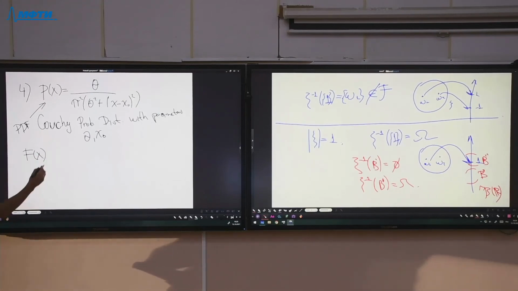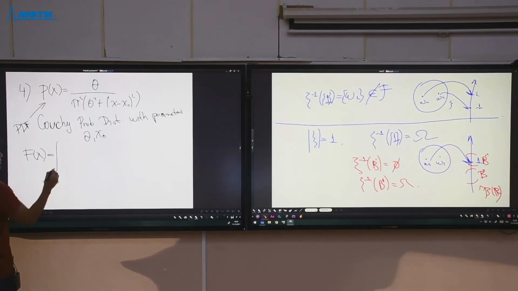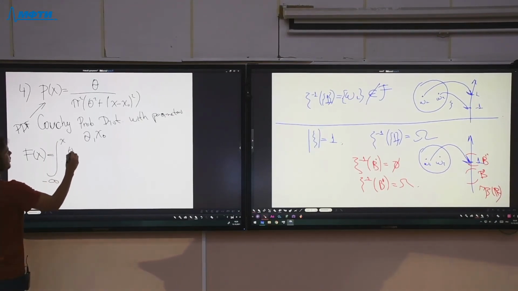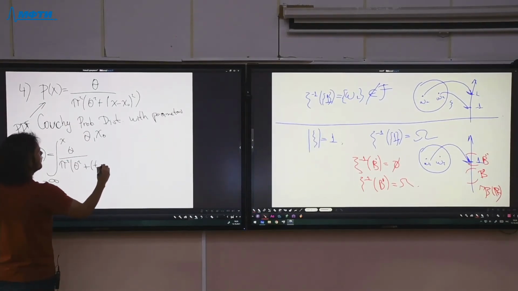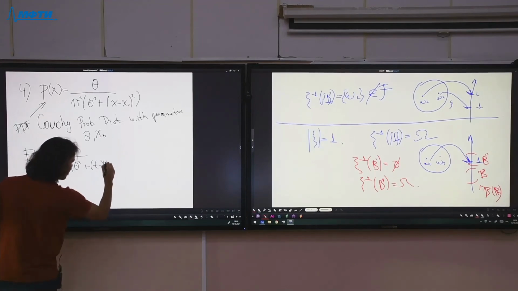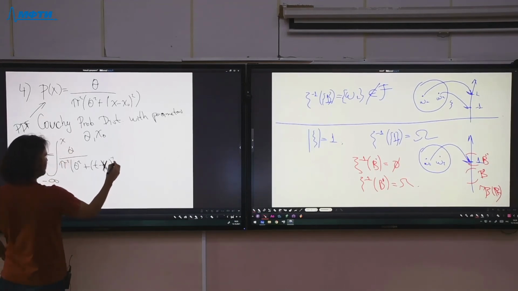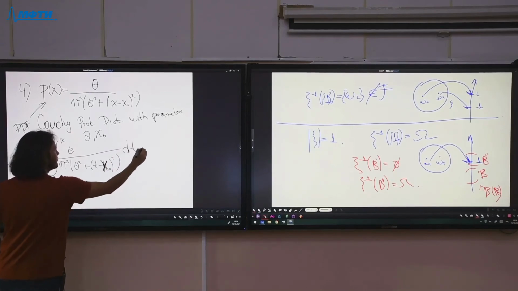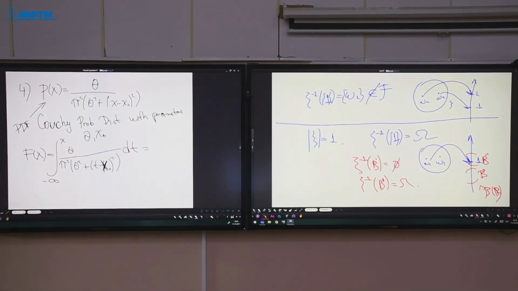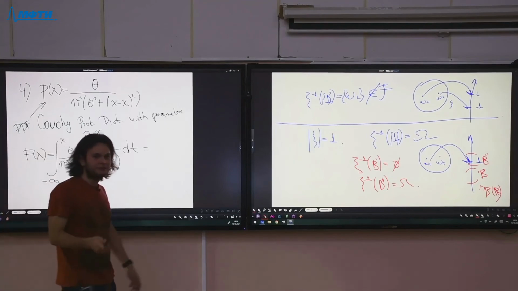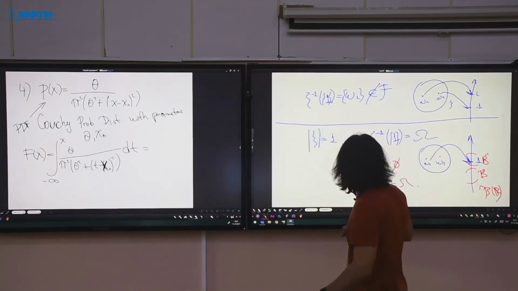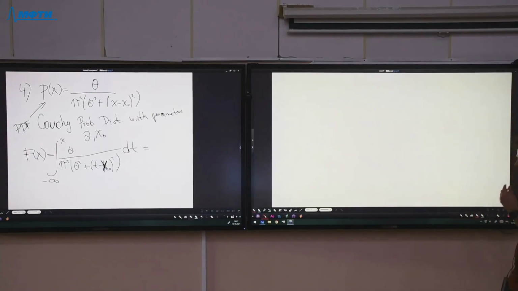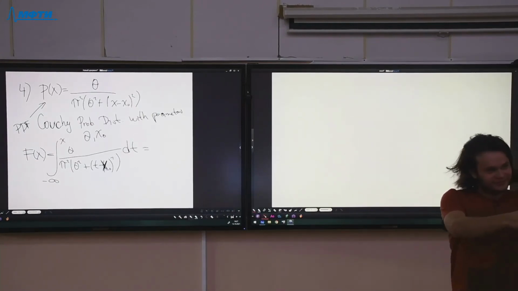To find the CDF, all that we have to do is to integrate from minus infinity to x of theta over theta squared plus t minus x0 squared dt. And this is going to be the answer, right? So who can find this? Who can find this integral? Come on. I cannot give you a guarantee.